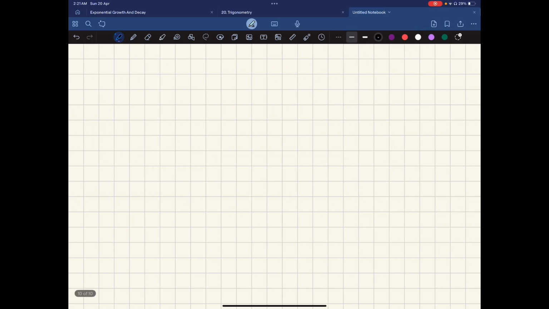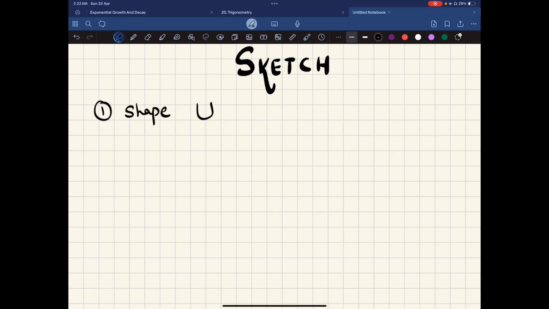Okay, so now we have all the key pieces of information. Now to sketch a quadratic function, you need to have these. You first need to determine the shape, whether it is a U-shaped curve or an inverted U. If the coefficient of x squared is positive, it is going to be U-shaped. And if the coefficient of x squared is negative, we are going to have an inverted U-shaped graph.